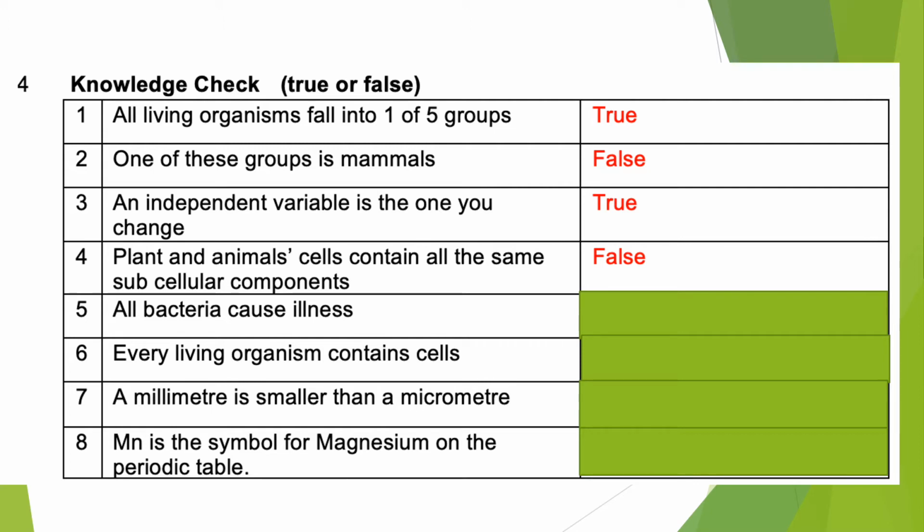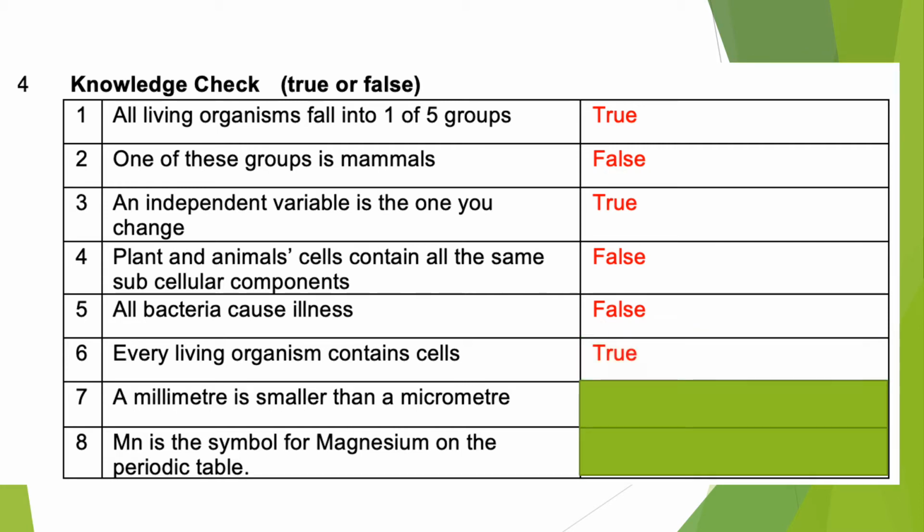Number 5, all bacteria cause illnesses. This is false. You actually have bacteria inside your body that help you digest things. Number 6, every living organism contains cells. This is true. Number 7, a millimeter is smaller than a micrometer. This is actually false. A micrometer is much, much smaller than a millimeter. And Mn is the symbol for magnesium on the periodic table. This is false because Mn stands for manganese.